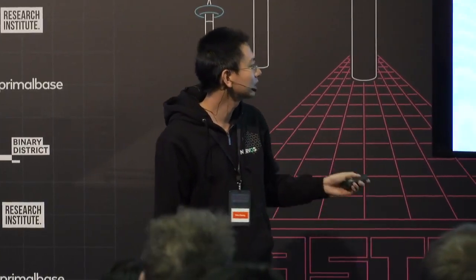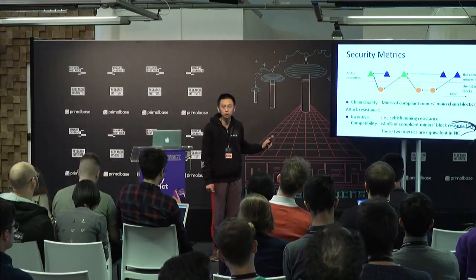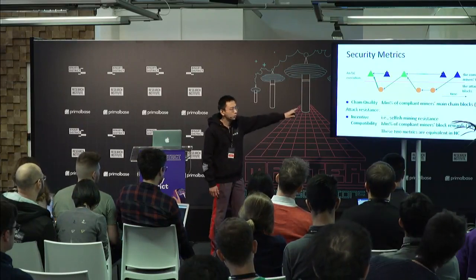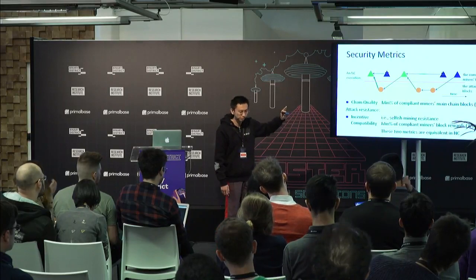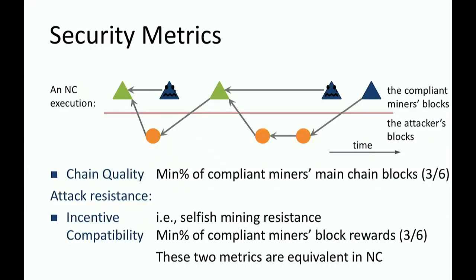And the second one is called incentive compatibility, which measures selfish mining resistance. It is defined as the minimum percentage of compliant miners' block reward. In this case, of the 6 main chain blocks, 3 of them are from compliant miners, so the incentive compatibility is 3 out of 6. Within Nakamoto consensus, these 2 metrics are equivalent. However, with other protocols, these 2 metrics are not equivalent. Chain quality is just about Byzantine adversaries, but incentive compatibility considers reward.